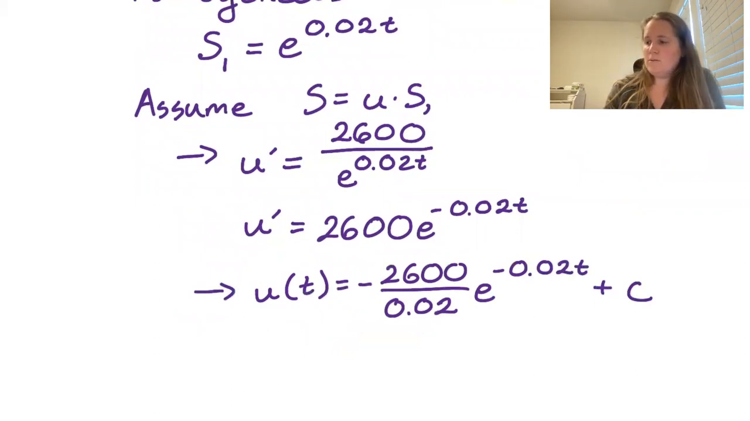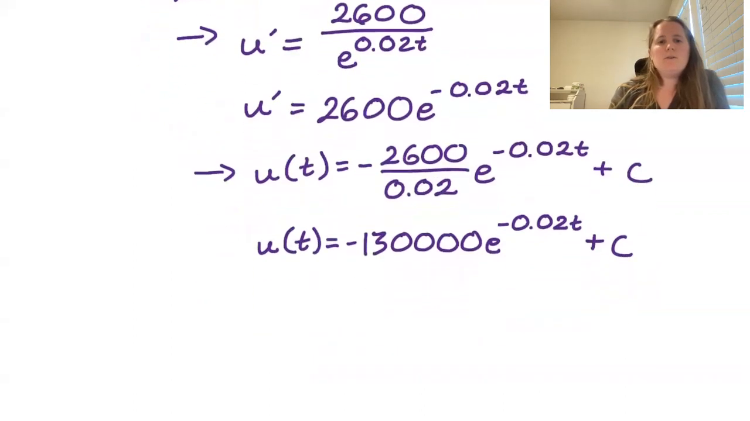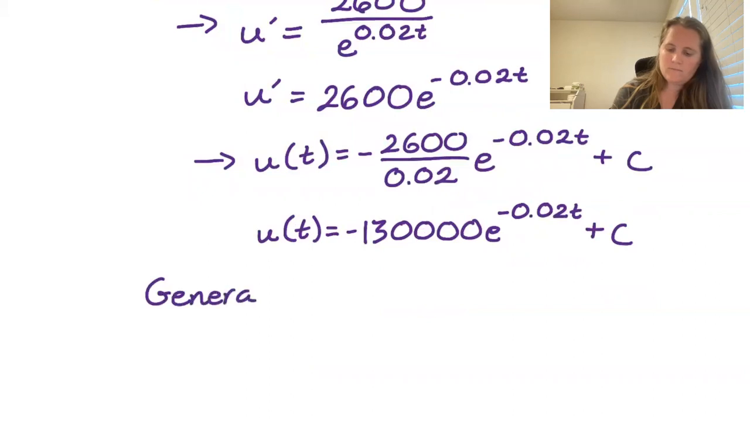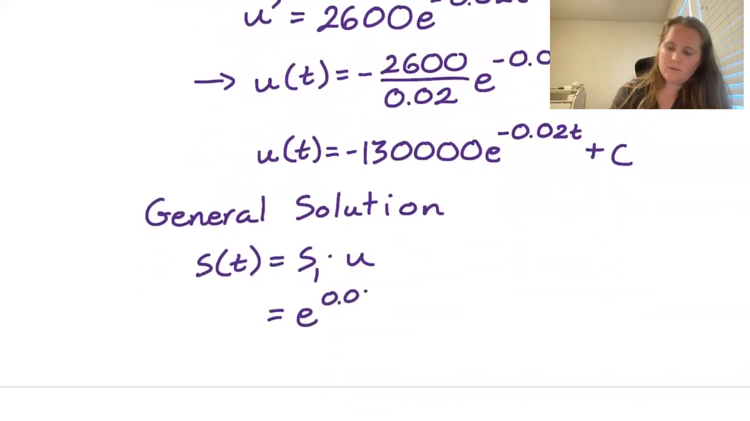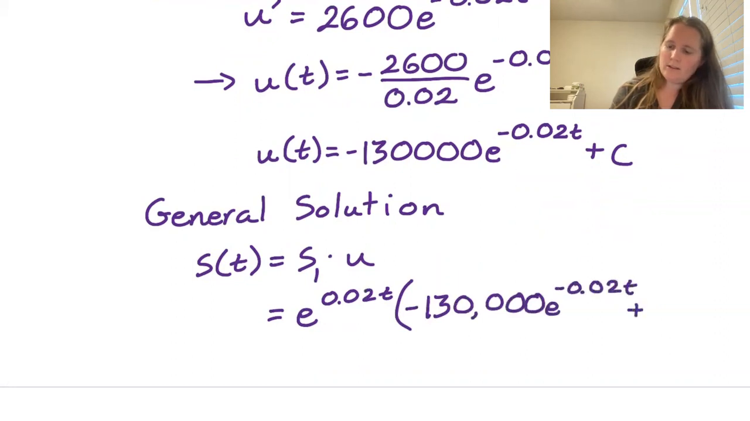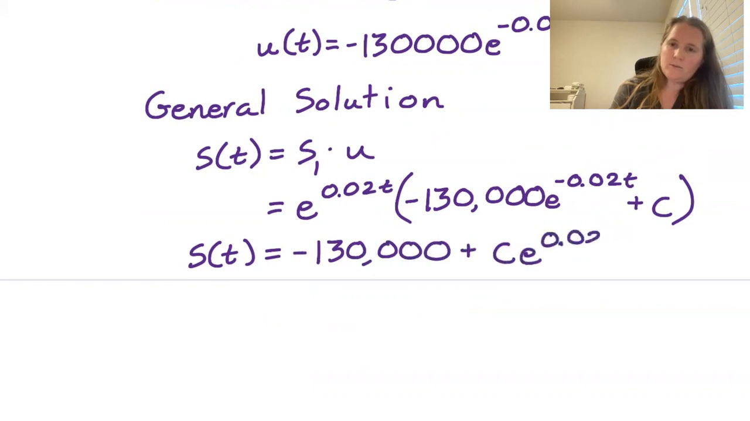2,600 divided by 0.02, we get 130,000. So this is U of t is equal to negative 130,000 e to the negative 0.02t plus C. So our general solution, we had S of t is equal to S1 times U. So S of t is e to the 0.02t times negative 130,000 e to the negative 0.02t plus C. And we get S of t is equal to negative 130,000 plus C e to the 0.02t.